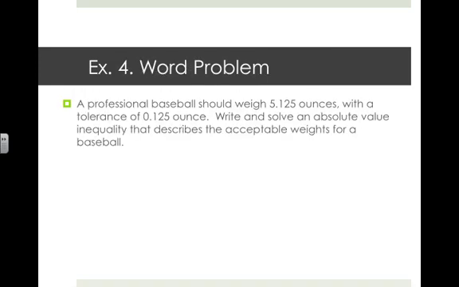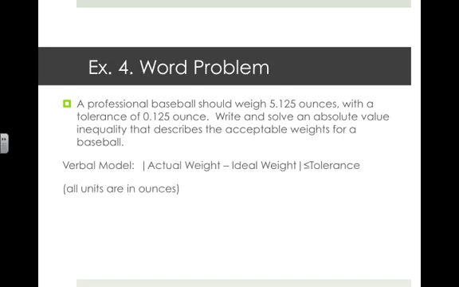Alright, a professional baseball should weigh 5.125 ounces with a tolerance of 0.125 ounce. Write and solve an absolute value inequality that describes the acceptable weights for a baseball. Okay, your verbal model is going to be the absolute value of actual weight minus ideal weight is less than or equal to the tolerance. That way the actual weight is within the tolerance allowed. So algebraically, the absolute value of W, the actual weight, minus 5.125 is less than or equal to 0.125.